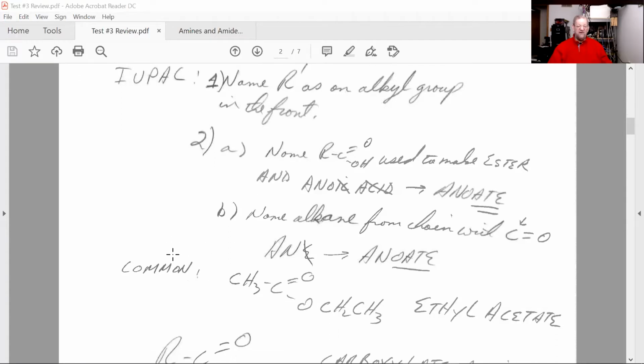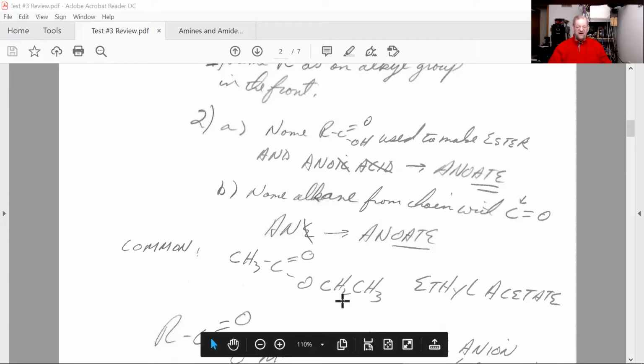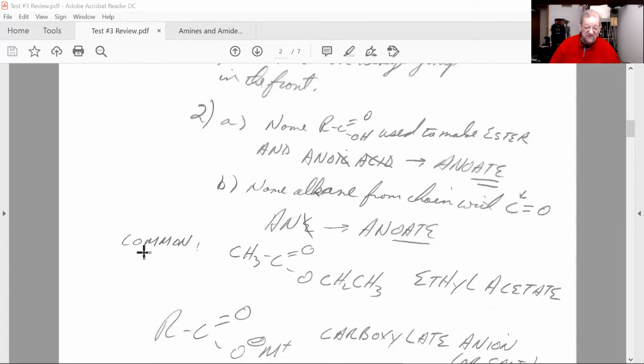Now, there's one important common name I asked you to learn for esters. That's when R prime is ethyl and R is methyl. And this nobody calls ethyl ethanoate, except when you tell people you don't call it that, because everybody uses the common name ethyl acetate. Nail polish remover.